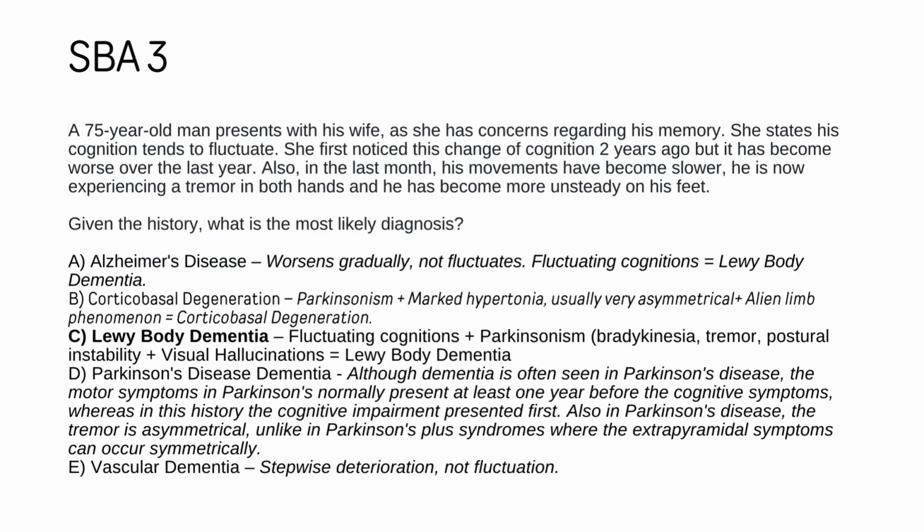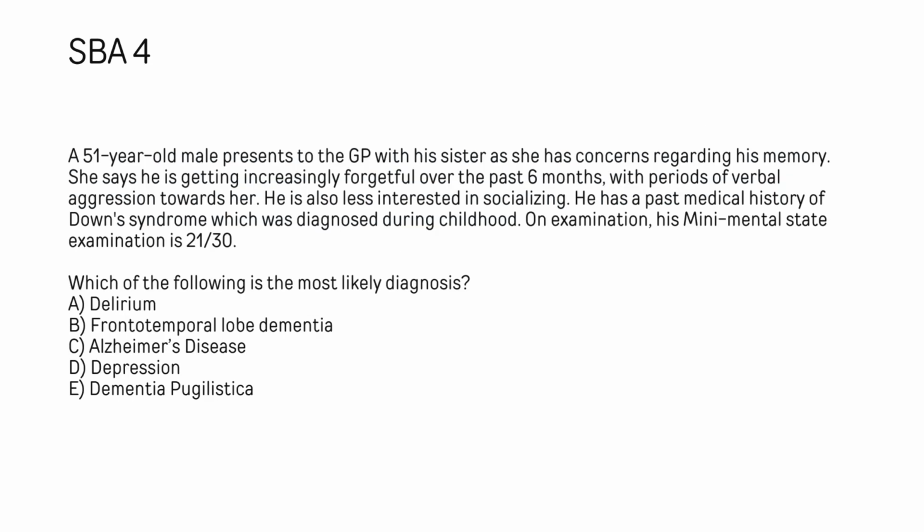The answer is Lewy body. She has fluctuating cognition, signs of Parkinsonism with the tremor, the bradykinesia, and the progressive decline and the unsteady gait, and the fluctuation in cognition. So we're suspecting, as well as the visual disturbances, Lewy body dementia.